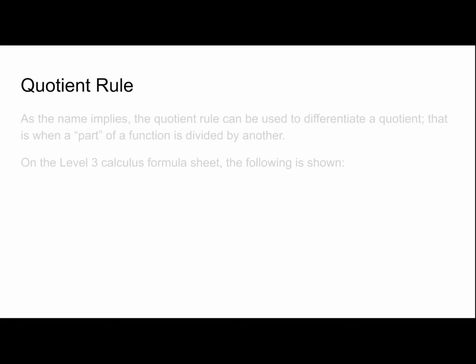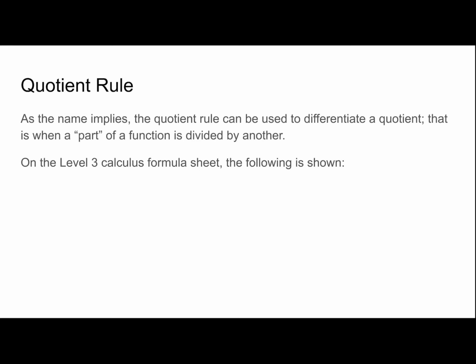As the name implies, the quotient rule can be used to differentiate a quotient, so that is when a part of a function is divided by another. So for this part of the function, it should be a function of the variable that the function is referring to. So it could be f of x would be two functions of x, so one divided by the other. If it's f of w, then it would be a function of w divided by another function of w.